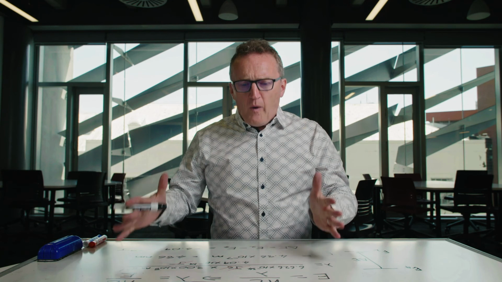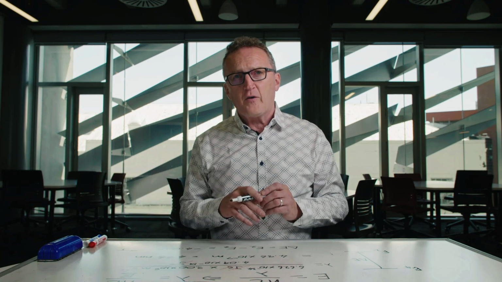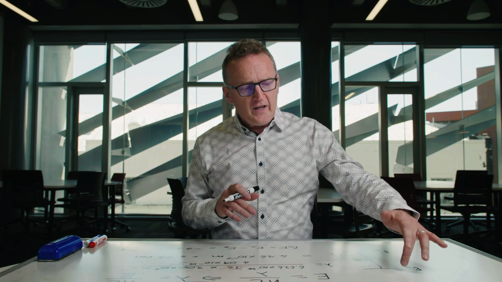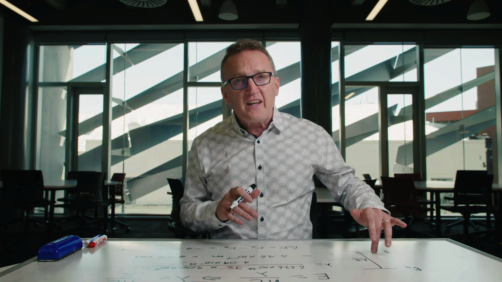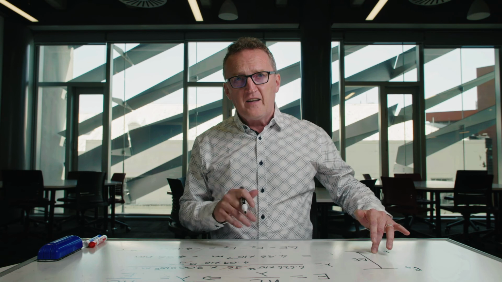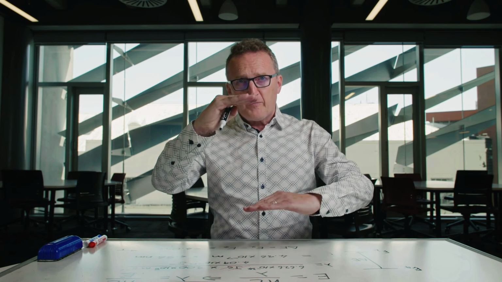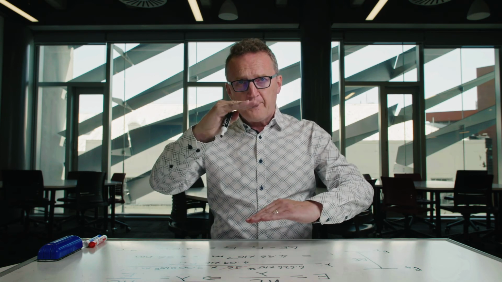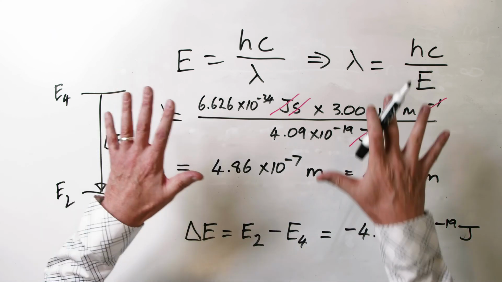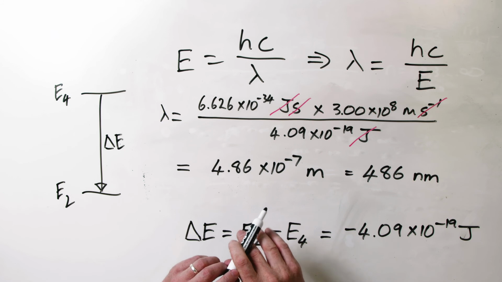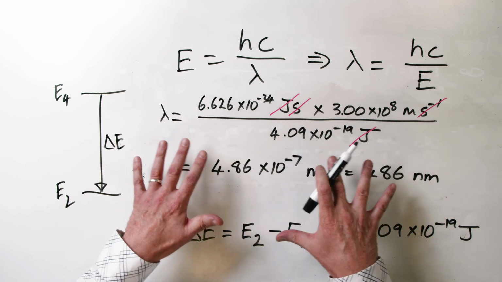So that's the general way that you're going to do these sorts of calculations. The first thing you're going to do is to calculate the energy of the starting state, the energy of the final state. You're then going to get the energy difference between those two by subtracting them. And then you're going to be using this equation, E equals hc upon lambda. You're going to rearrange that to make lambda the subject and plug in all of your numbers.